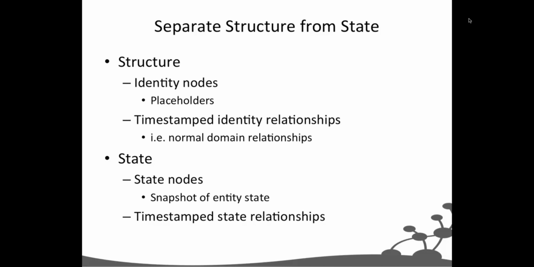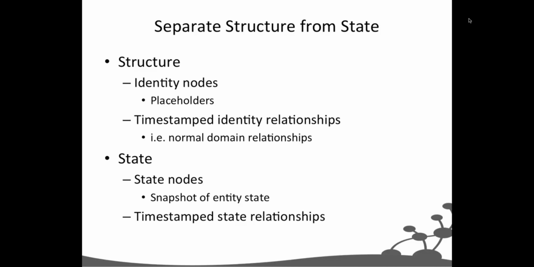Now the key to versioning a graph is being able to separate structure from state. This is the key insight here. In order to be able to version a graph, we need to be able to separate graph structure from the state of specific entities. Okay. Now we'll see some examples in a moment.